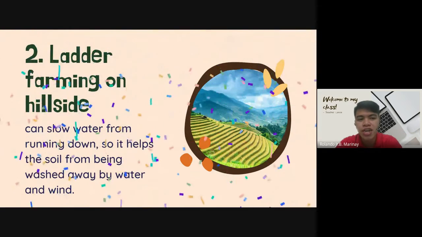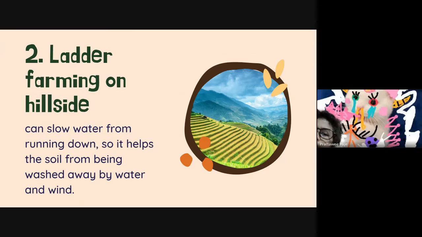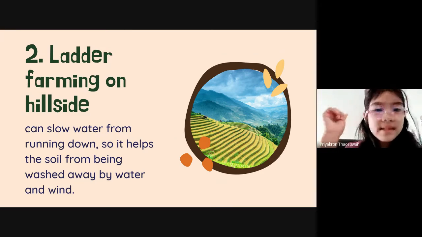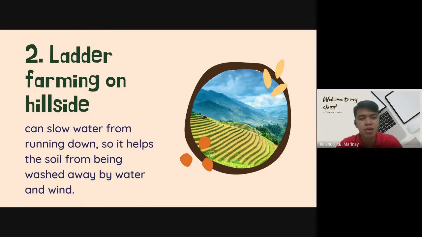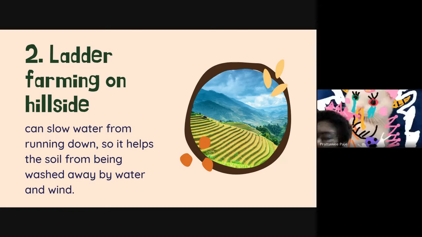Number two, ladder farming on hillside. You can just say ladder farming. When we do ladder farming, it can slow water from running down. So it will help keep the soil from being washed away by water and wind. It's not just beautiful to our eyes. It also helps to prevent the soil from being washed away. Number one is plowing. Number two is ladder farming.